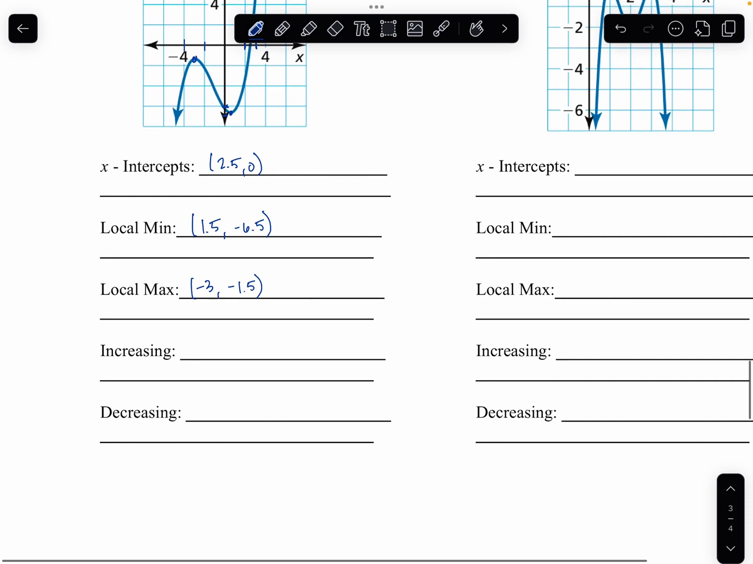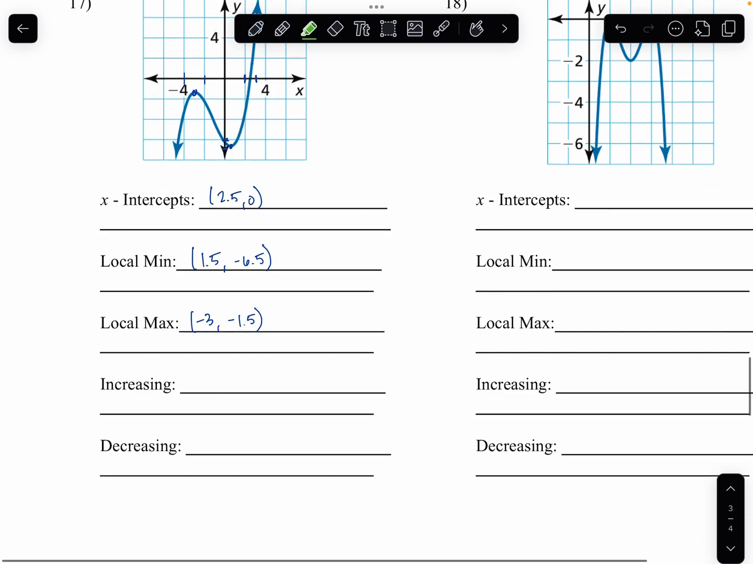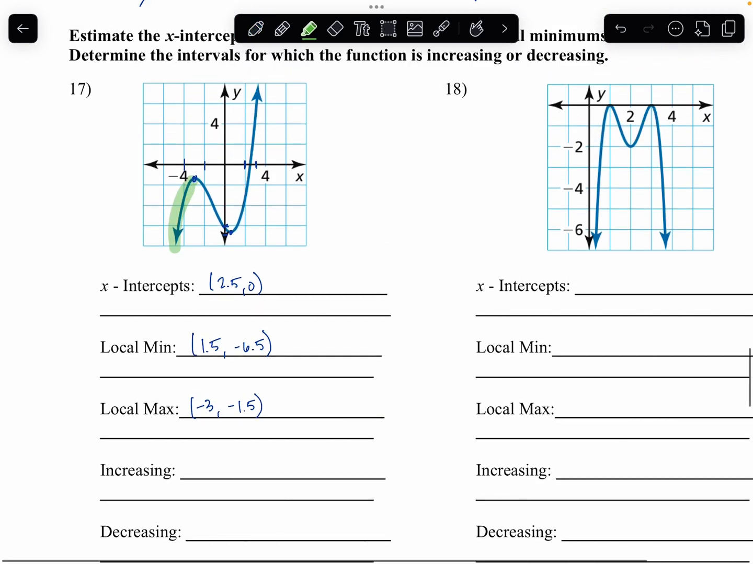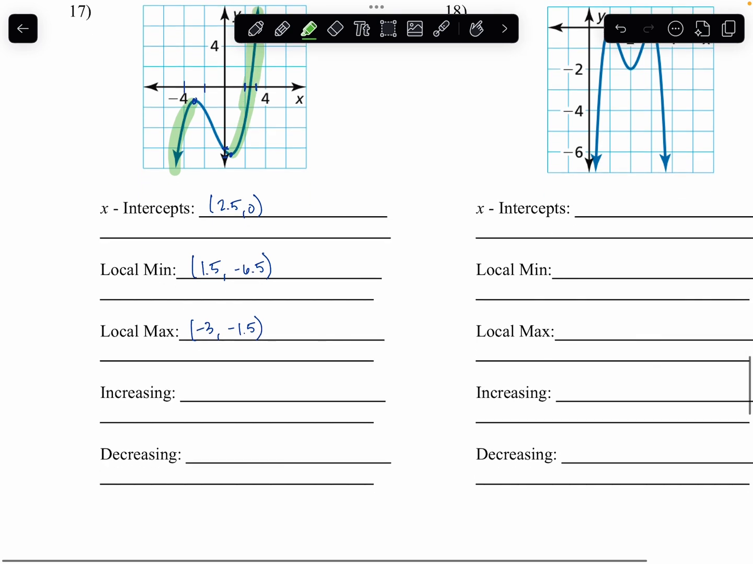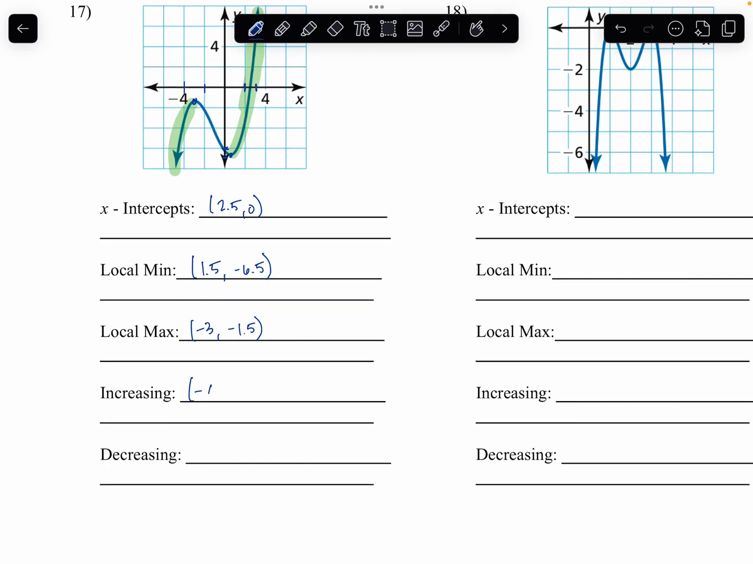Okay, where is it increasing? I can see two intervals where it's increasing. So it's going to be increasing here and increasing here. It's increasing from -infinity all the way to this x value, which we said was -3, and then it's also increasing from this x value, which we said was 1.5, to infinity. And then it's decreasing in between. So for decreasing, I would say decreasing from -3 to 1.5.